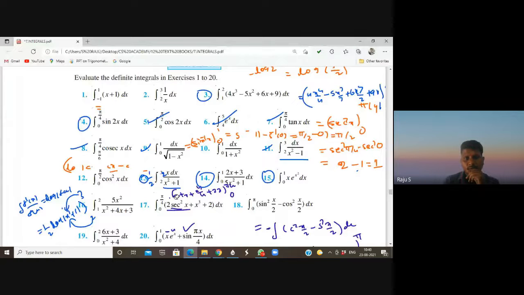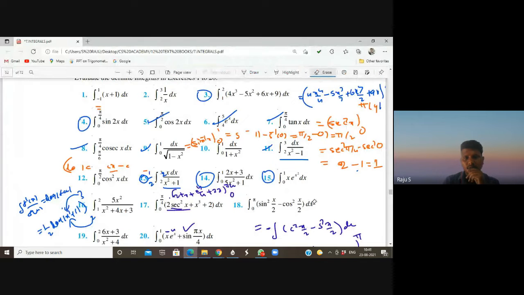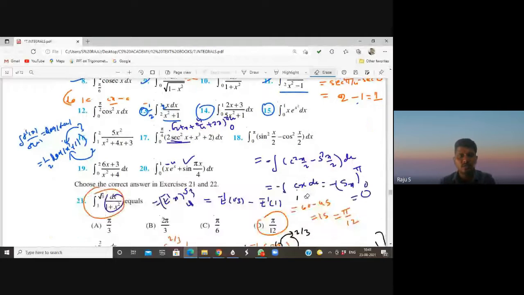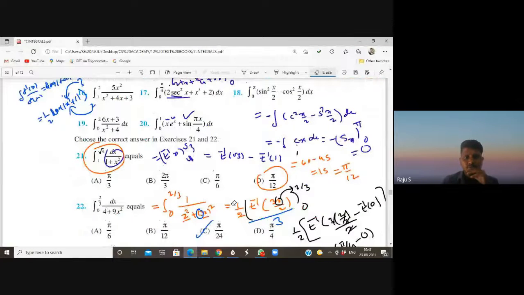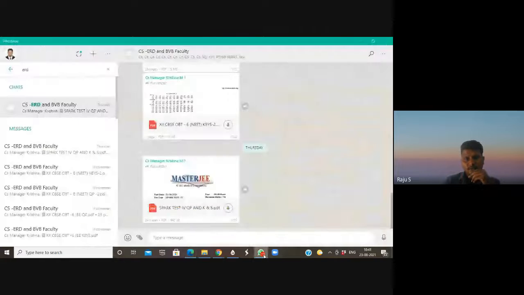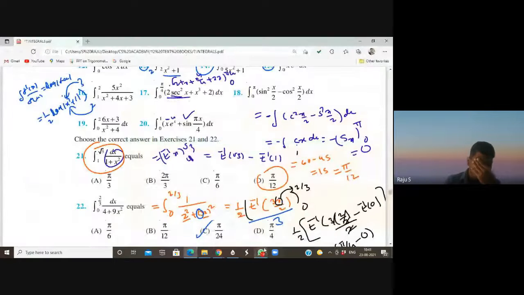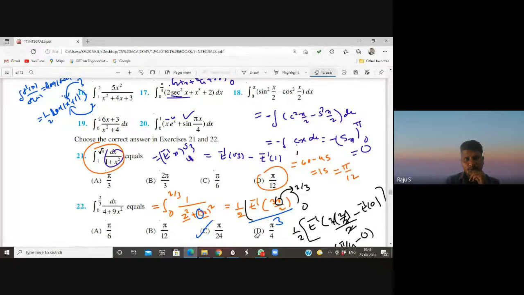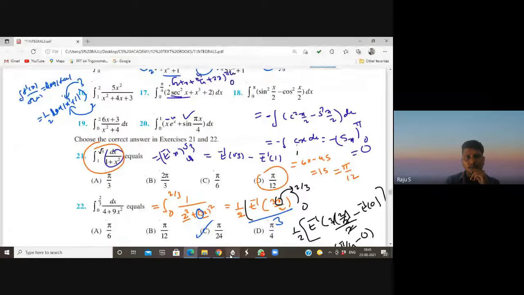Now coming to the next questions, you can try to do this, students. Today evening 5 to 6, doubt clarification as well as paper discussion. You can try to do the remaining questions, students. All are easy only.